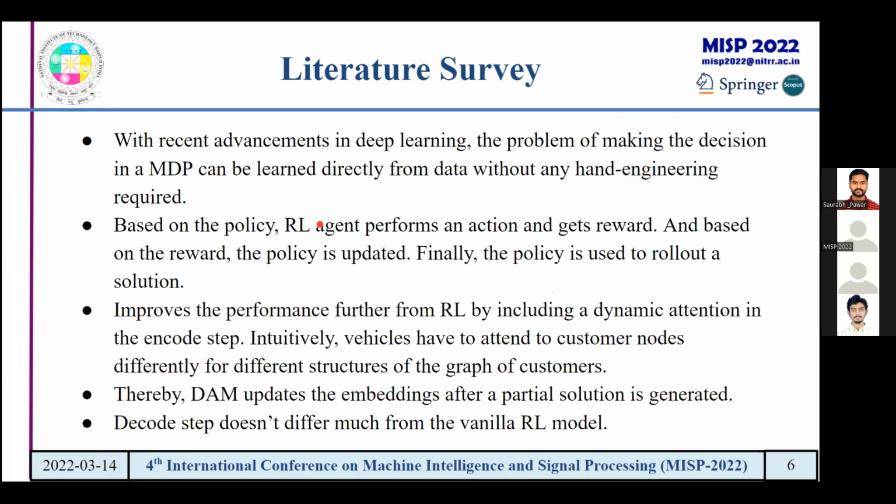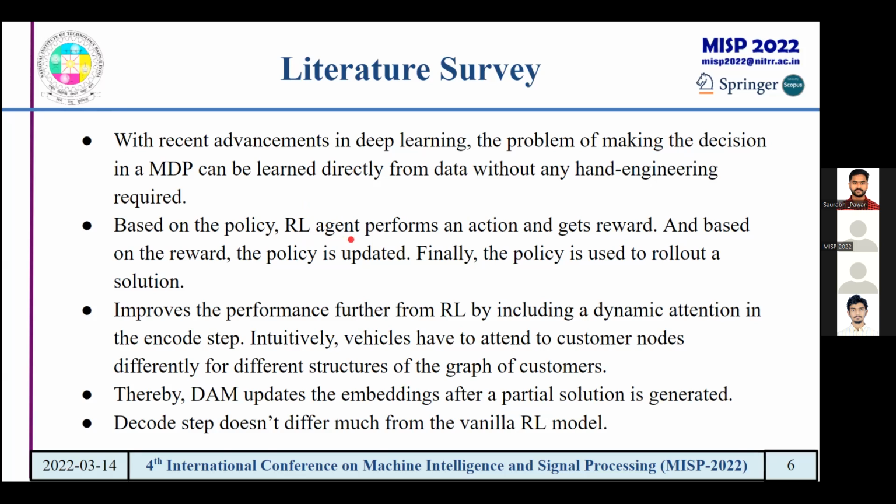Then moving on from the pointer network, there is something called the Markov decision process, where only the present can determine the future and not the past actions. This makes it really easy for the vehicle routing problem to be solved by a reinforcement learning model, where the agent keeps on interacting with the environment. Here the environment is the set of customer nodes, and the interactions are serving them. And based on these interactions, the environment gives some kind of reward to the RL agent.